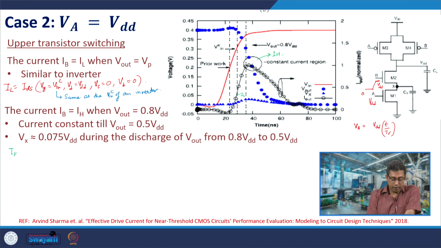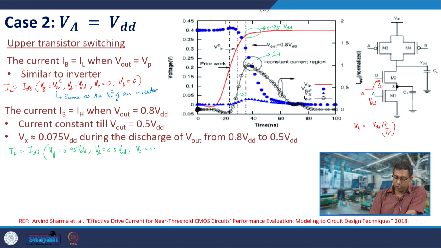So, for IH, we would take IDS with Vg equal to 0.95 VDD, Vd equal to 0.5 VDD, that is the point where we are taking IH. It is almost constant from 80% VDD to 50% VDD.